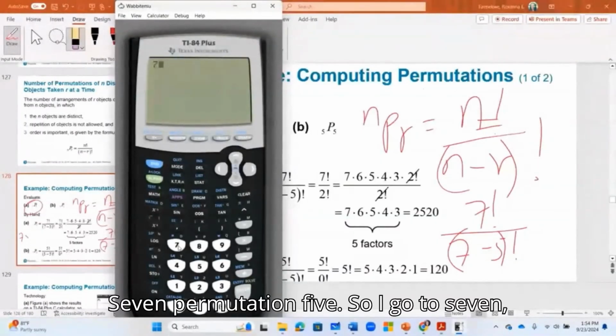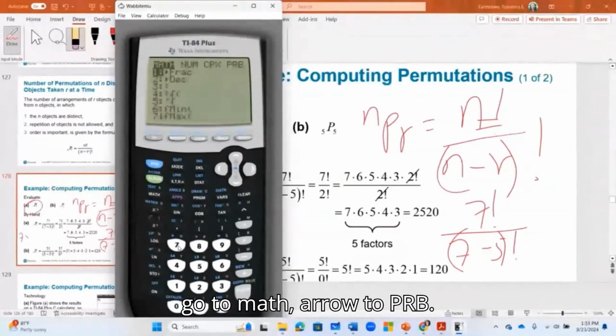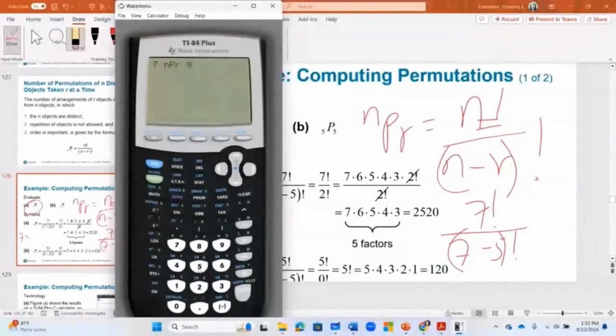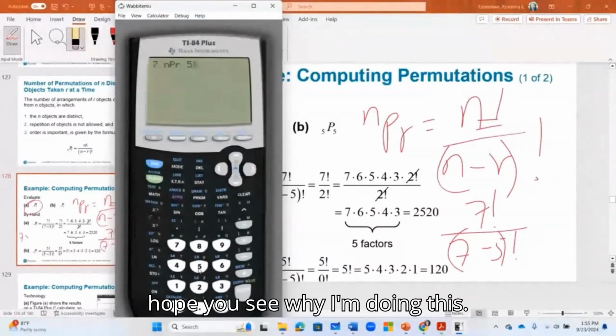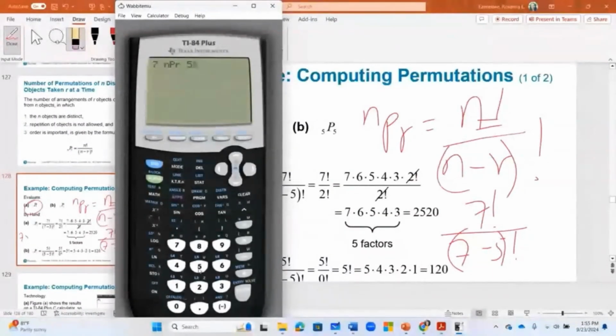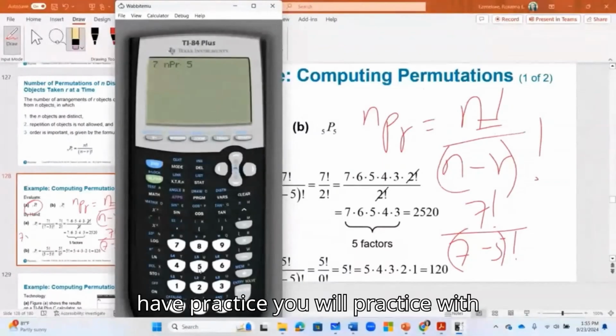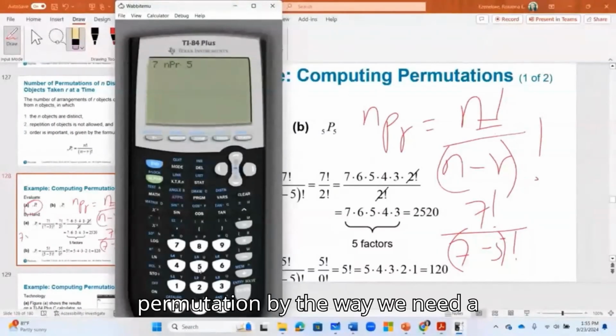7 permutation 5. So I go to 7, go to math, arrow to PRB. Permutation is number 2. And 5. So now I have 7 permutation 5 with my calculator. I hope you see why I'm doing this today, so that you have practice. You will practice with permutation.